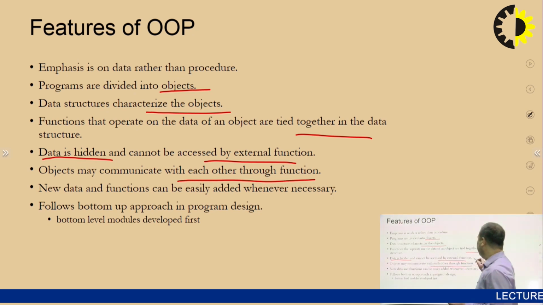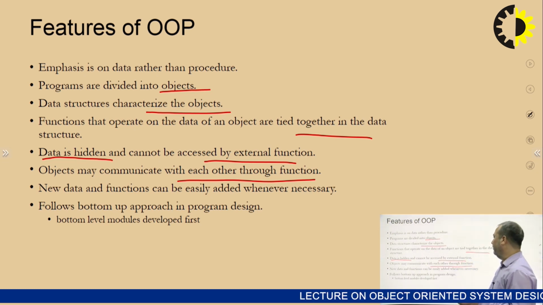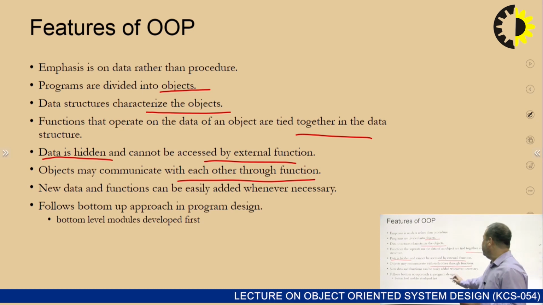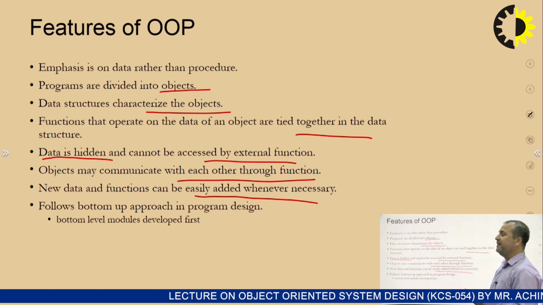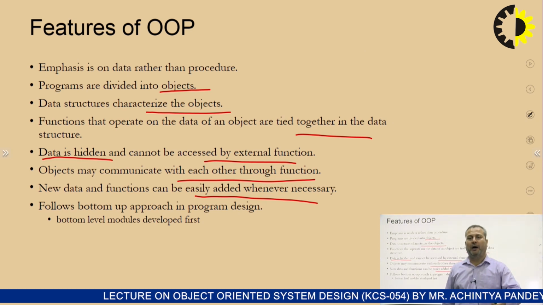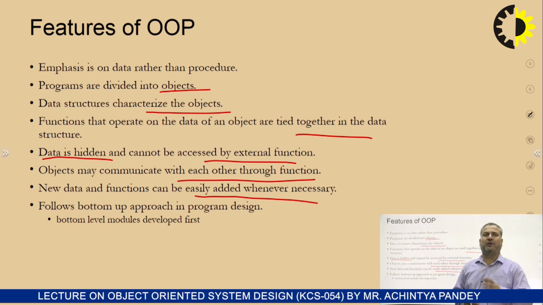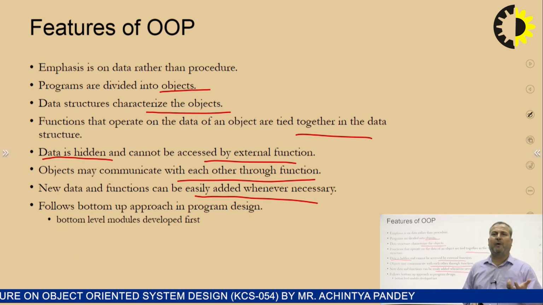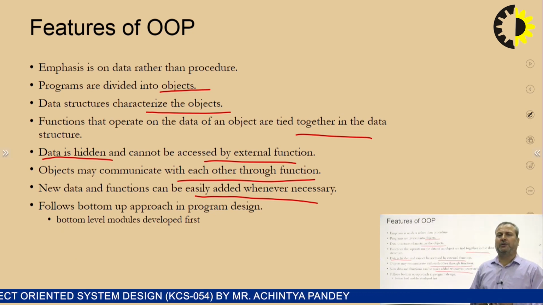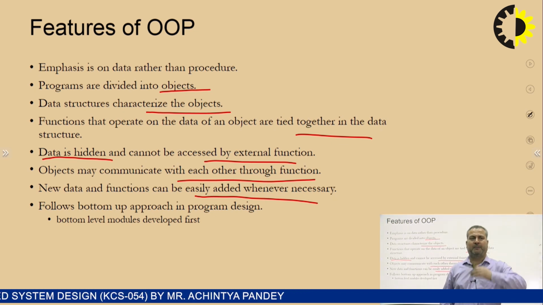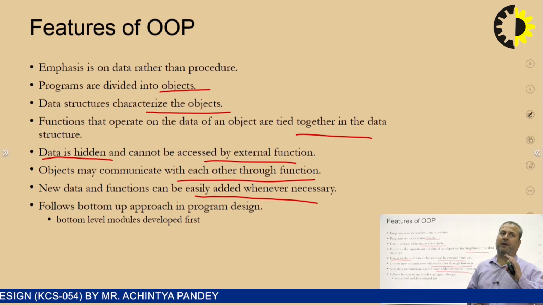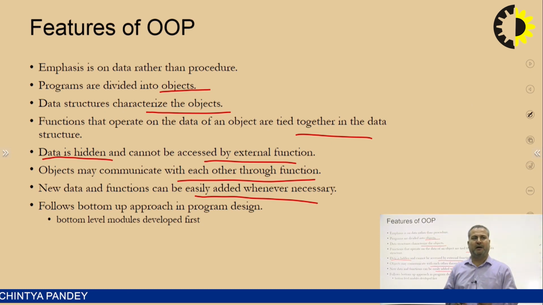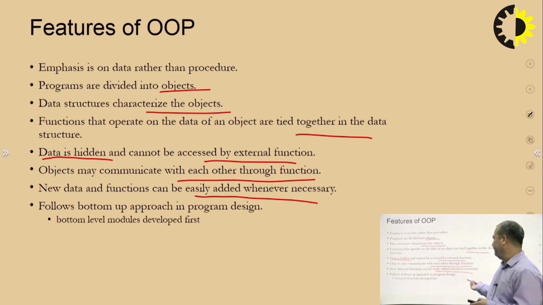Objects may communicate with each other through functions. There are features like message passing, by which objects can communicate. New data and functions can be easily added whenever necessary. If any functionality is to be added, we would only require creating a new class, right? So in the future, if something is to be added, there is no need to change the existing one. You will simply create some kind of class or object, and by that things can be done.